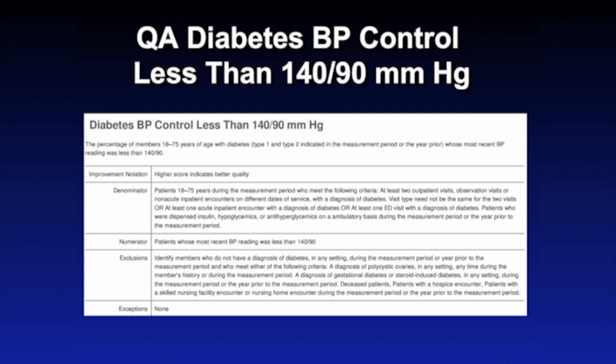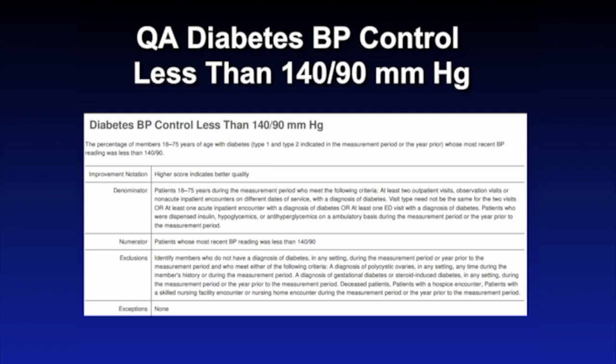So the patients are brought into the measure if they meet the following criteria. They need at least 2 outpatient visits, observation visits, or non-acute inpatient encounters with different days of service with a diagnosis of diabetes. At least 1 patient encounter or at least 1 ED visit, and they also need to be on meds. So if they have the following criteria in the denominator, then we're looking for patients who have a BP reading, their most recent was less than 140/90.